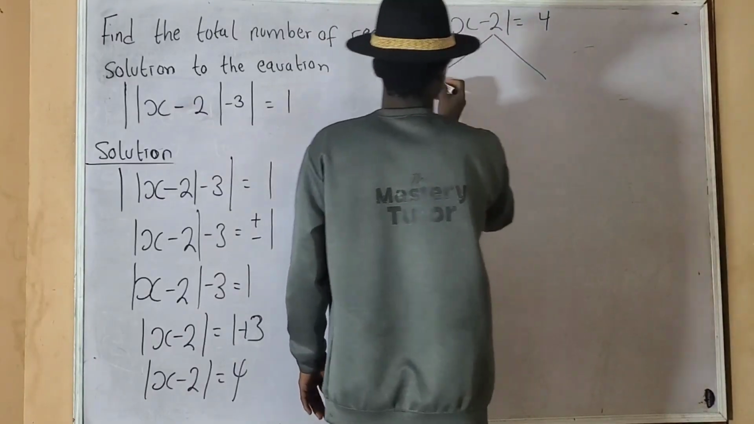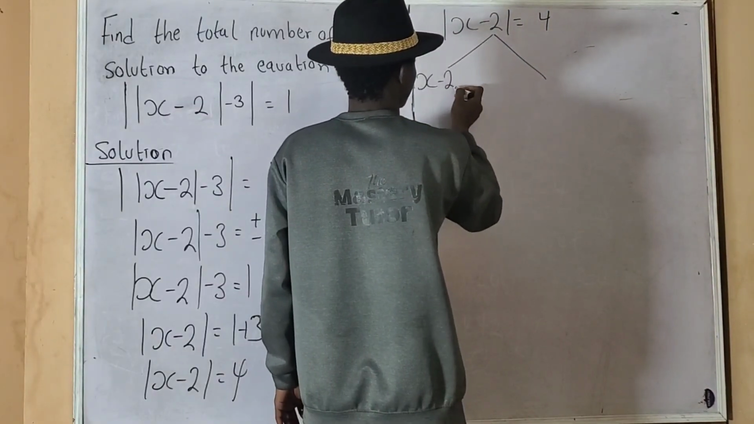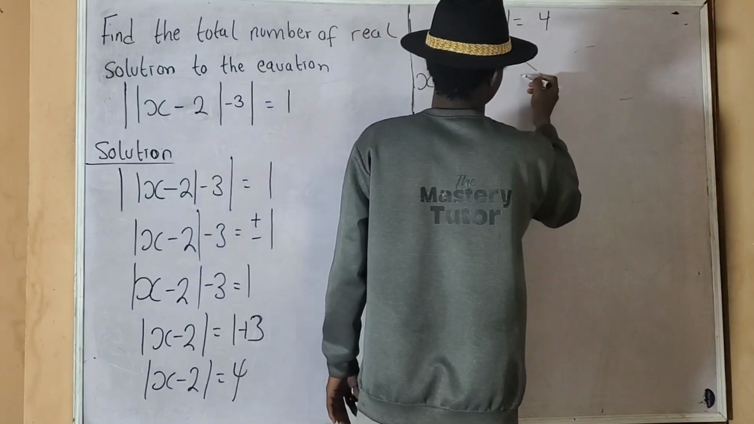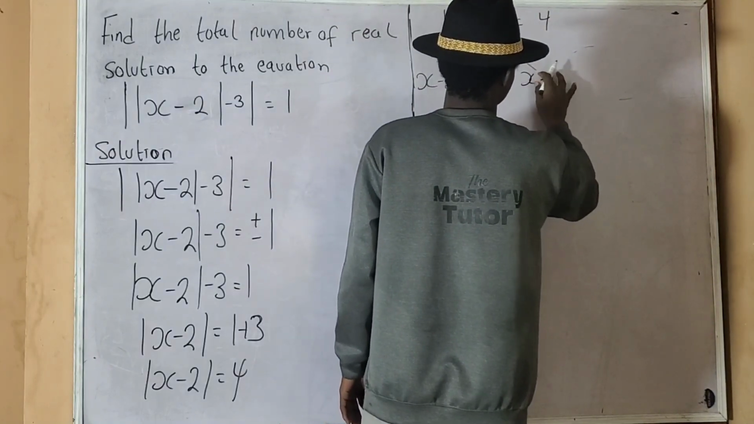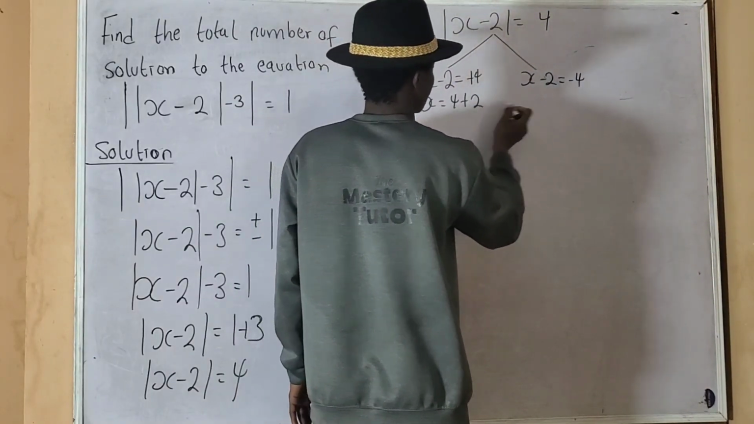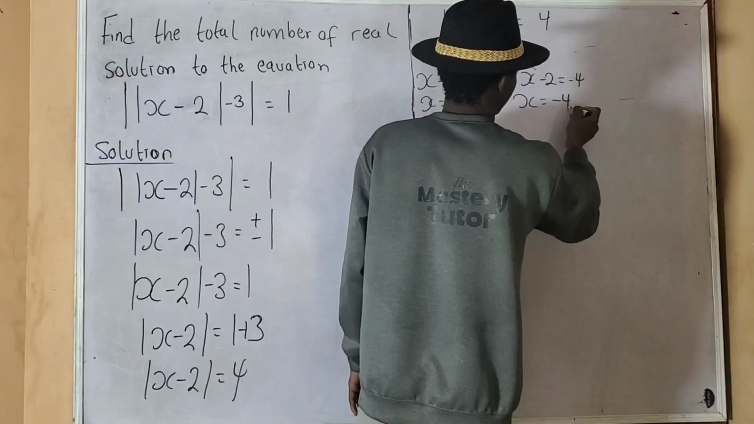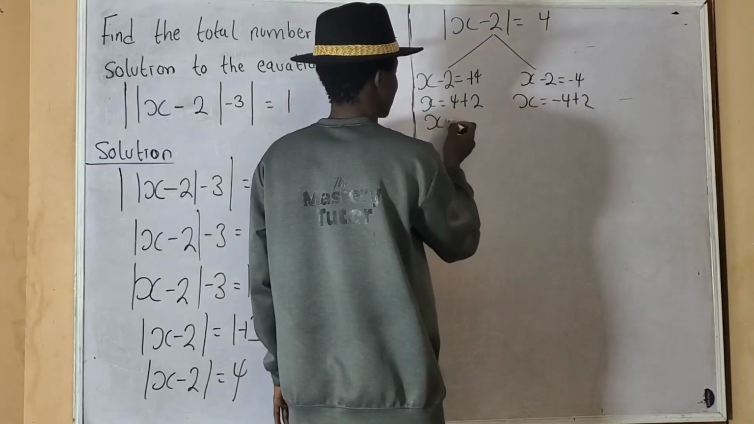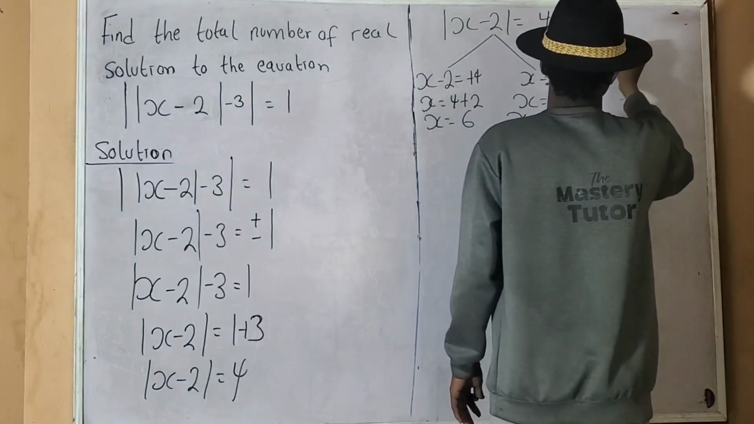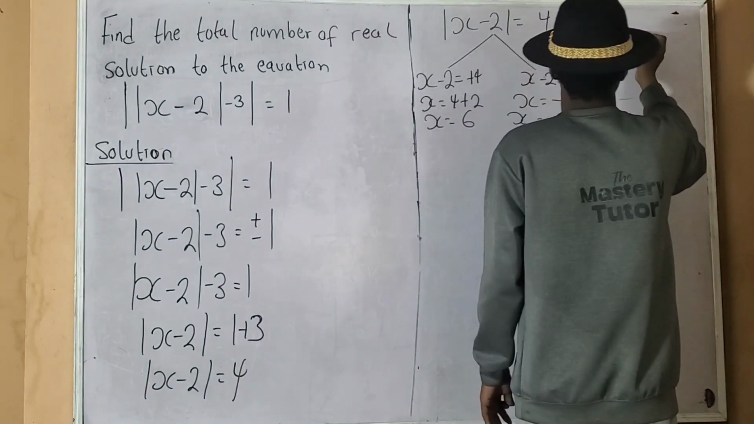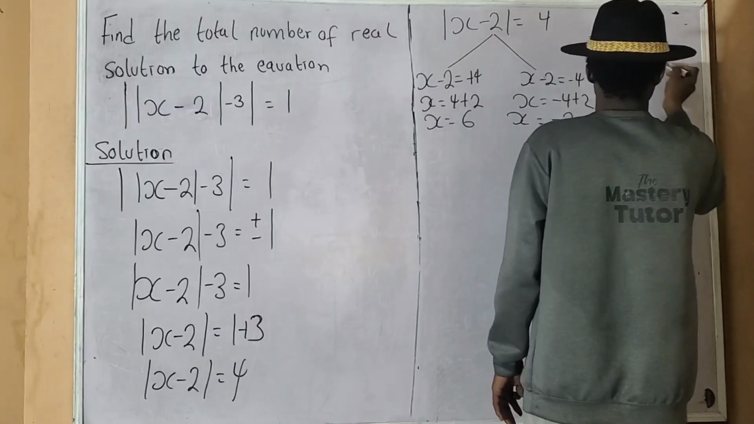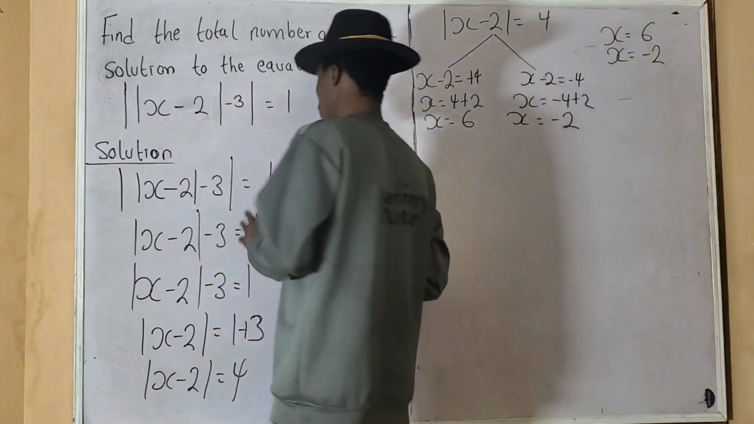Now split this. You're going to have x minus 2 is equal to plus 4, and x minus 2 is equal to negative 4. So x is equal to 4 plus 2, and x is equal to negative 4 plus 2. x is equal to 6, and then x is equal to negative 2. So the first two real solutions are x is equal to 6 and x is equal to negative 2. Okay, now we are not done.